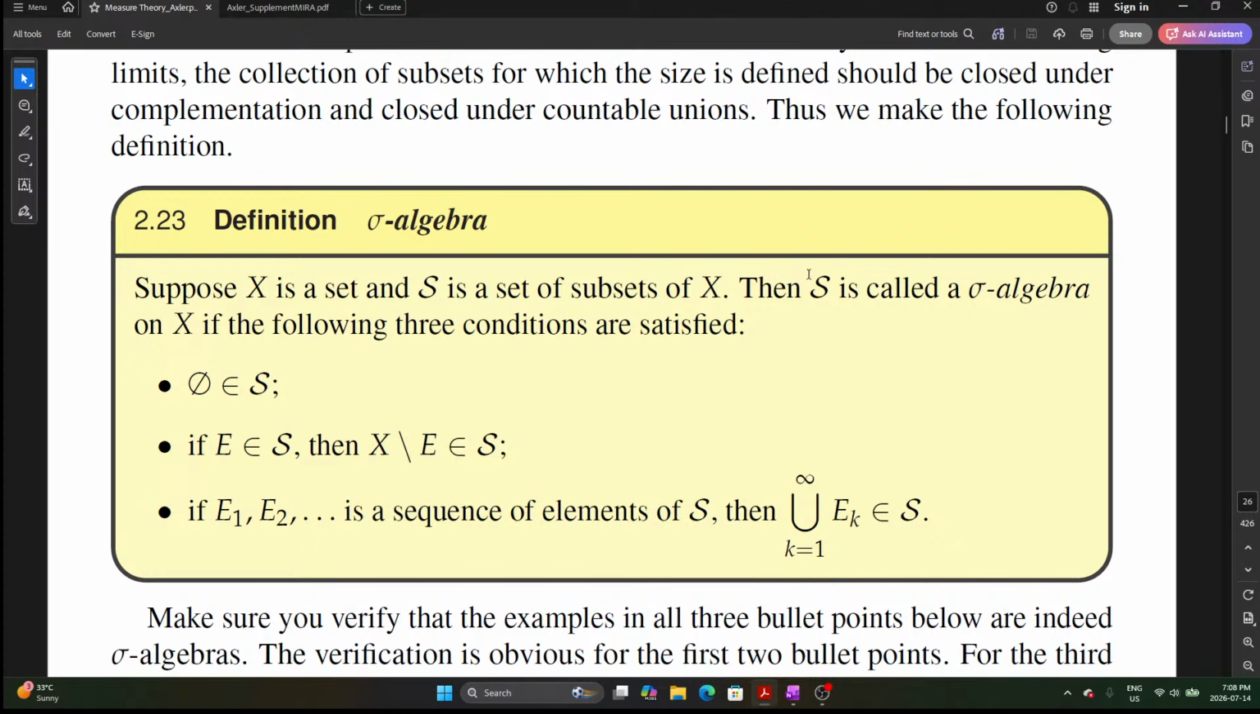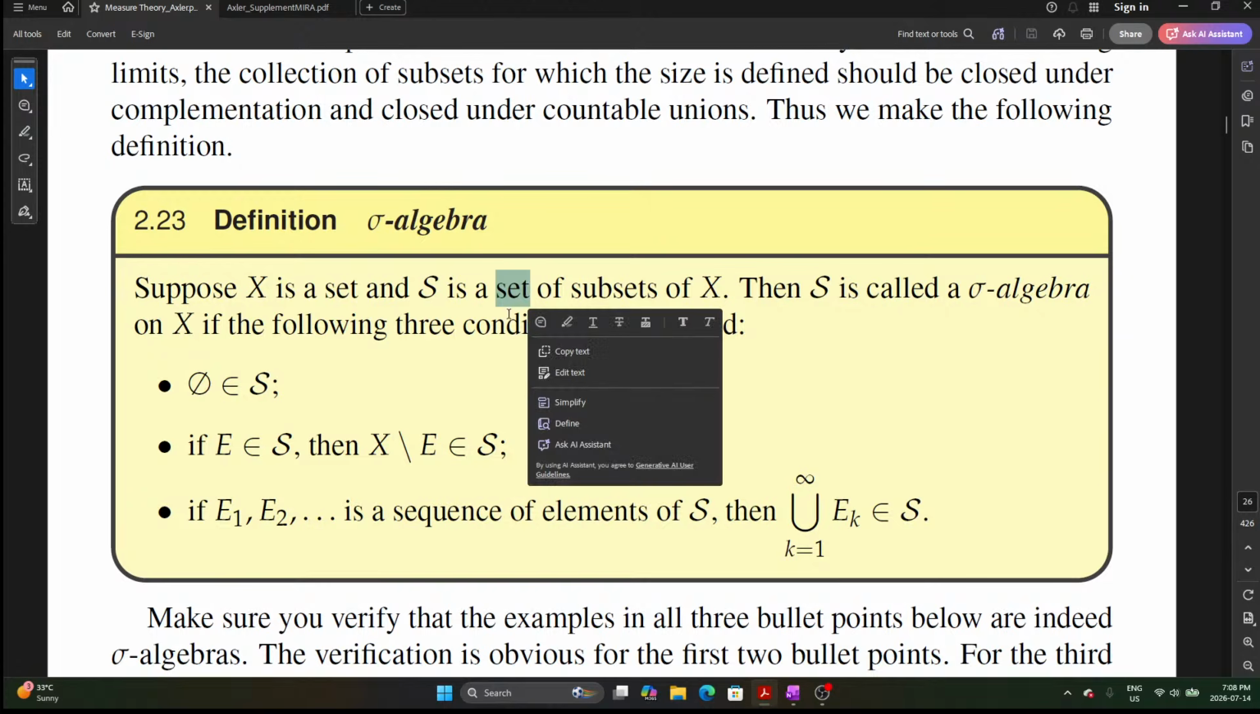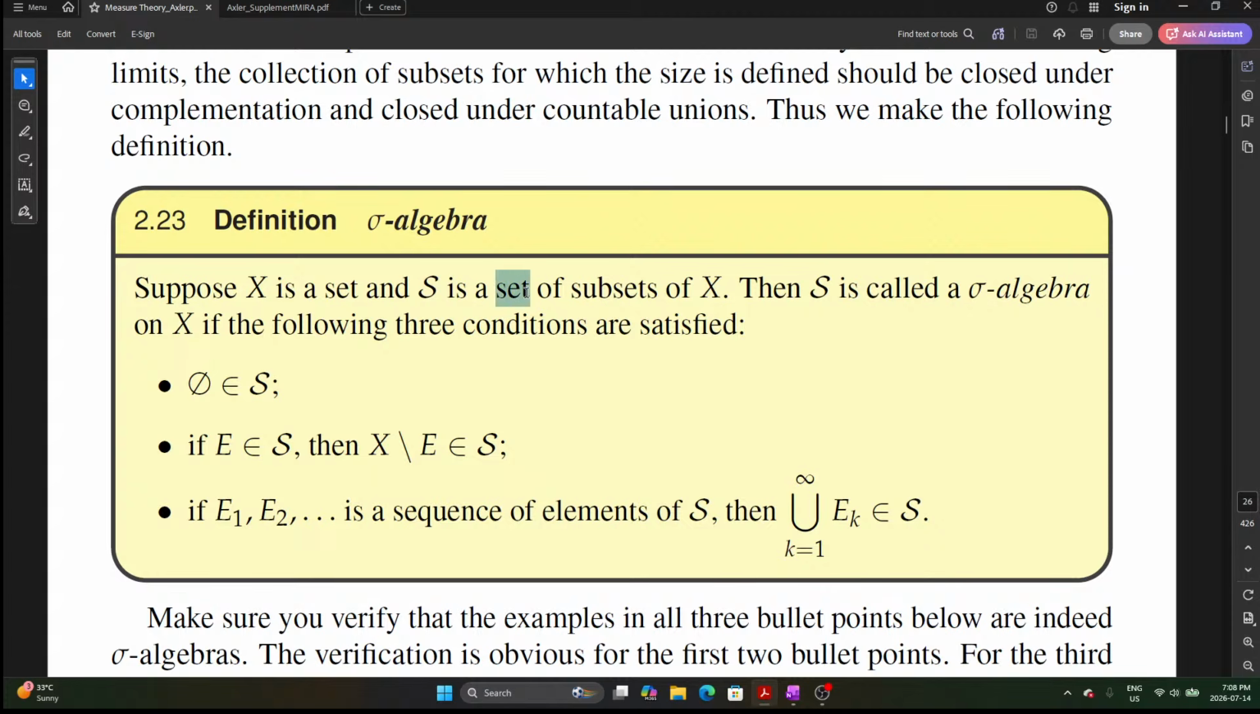So scripted S is a non-empty collection. Okay. So we usually avoid the phrase the set of subsets, for no mathematical reason other than just linguistic reason. Set of subsets sounds a little bit redundant. We usually say family of subsets or collection of subsets, that sort of thing. So basically, this is a non-empty collection. The first bullet point tells us it's a non-empty collection.